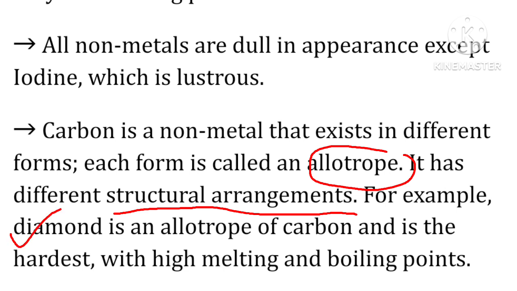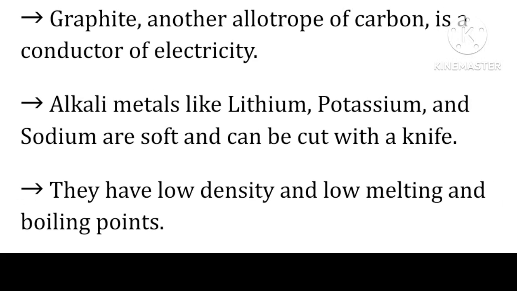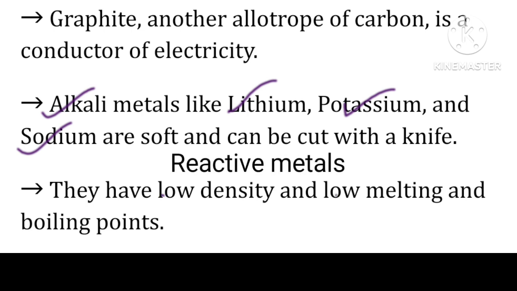It has many allotropes. One of them is diamond, which is the hardest substance despite the fact that it is a non-metal, and it has got very high melting and boiling point. Graphite is another allotrope of carbon, and it is a good conductor of electricity even though it is an allotrope of a non-metal. Alkali metals like lithium, potassium, sodium, they are soft and can be cut with a knife. They all are reactive metals. These have got low density, low melting point and boiling point.